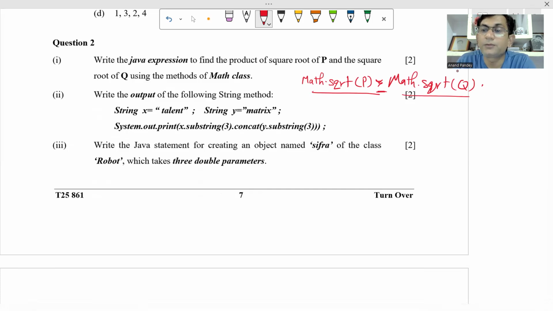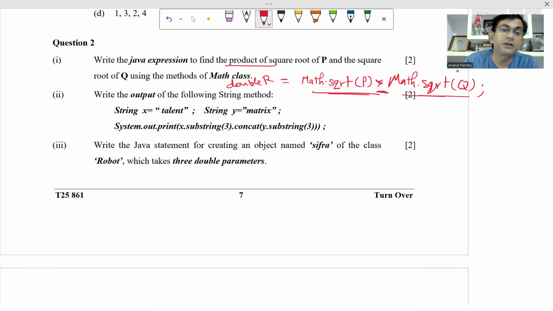Then semicolon you can put, you can store it into a variable, and since it is p and q, take it in r, and r will be of which type? Double type. So this statement you can write. Okay. It is written product of square root of p and square root of q.